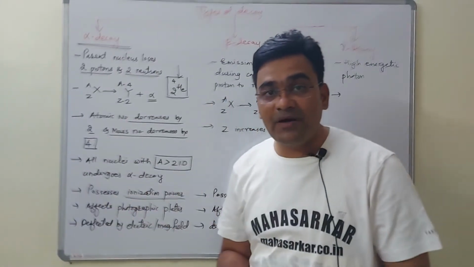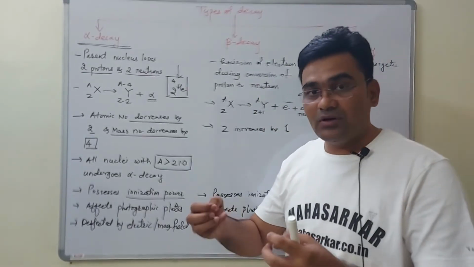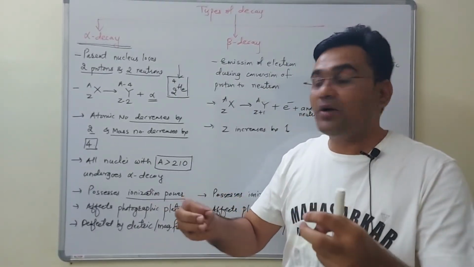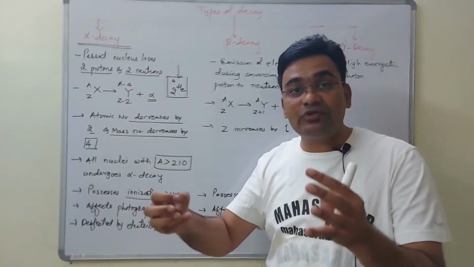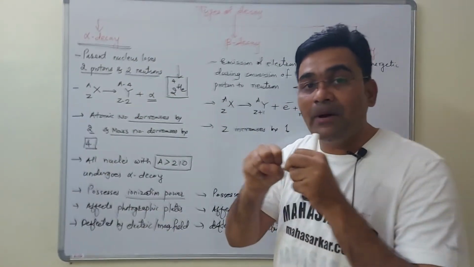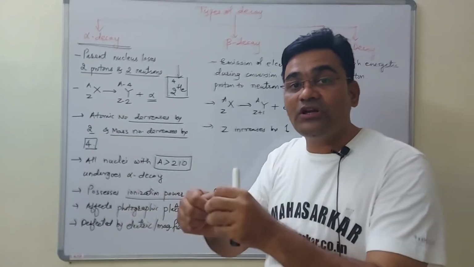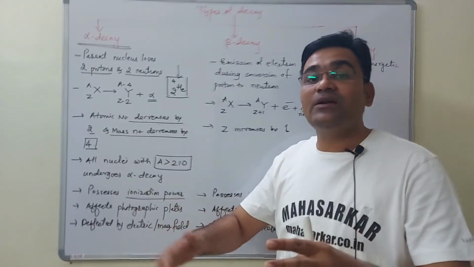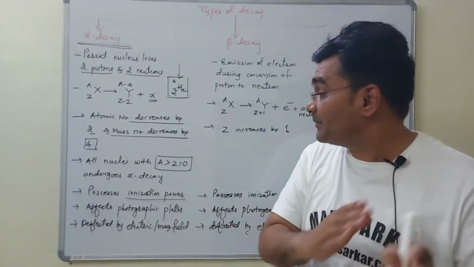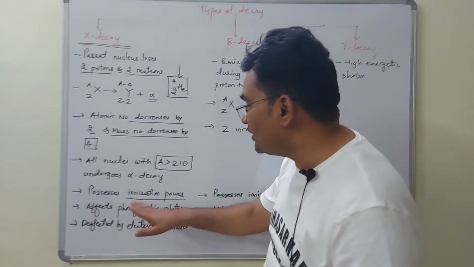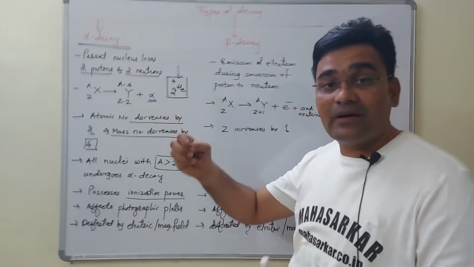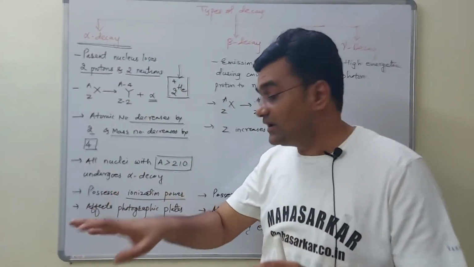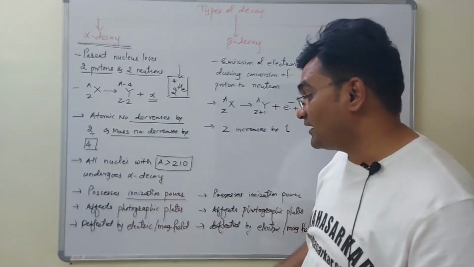What is ionization power? If a very sharp beam of alpha particles is allowed to pass through any gas, it will bombard the gas. The nucleus of the gas will split so that the positive and negative ions will be separated. This process we can call, in short, ionization. So when alpha particles are passing through any gas, they can ionize the given gas.